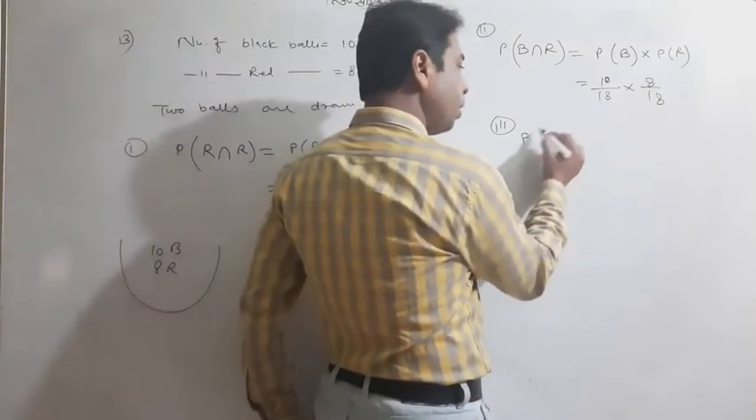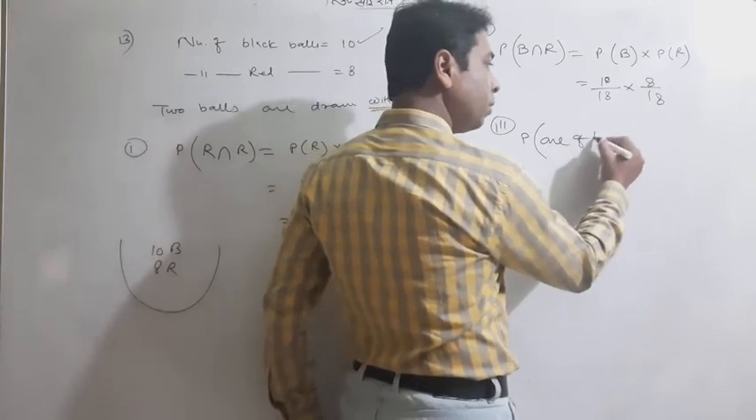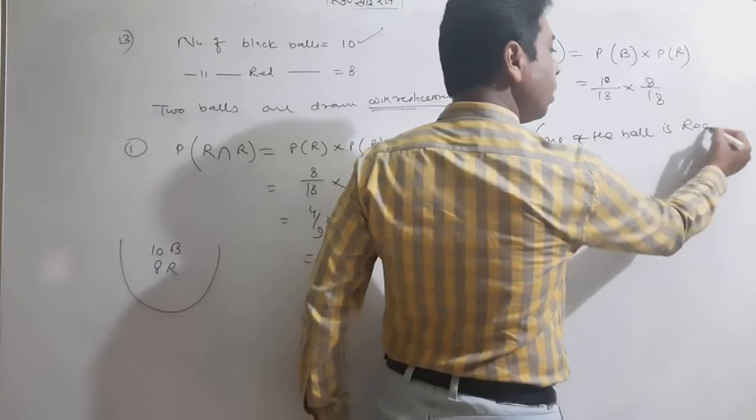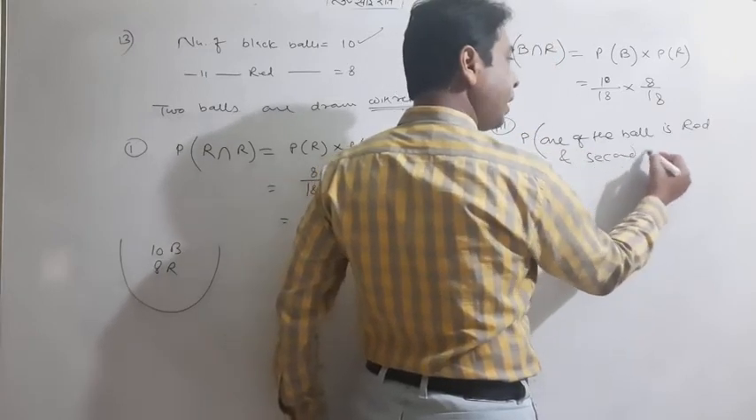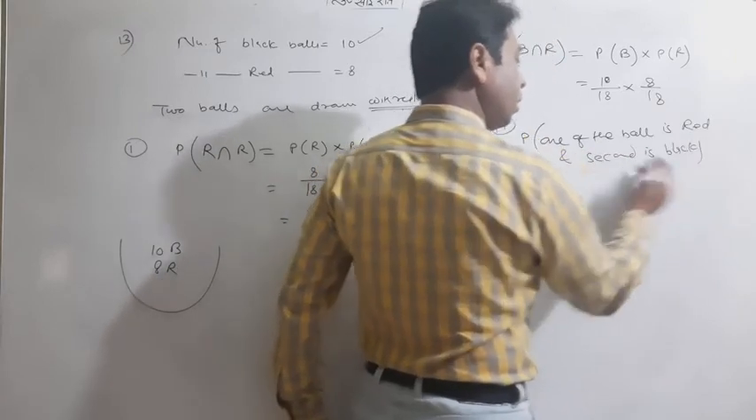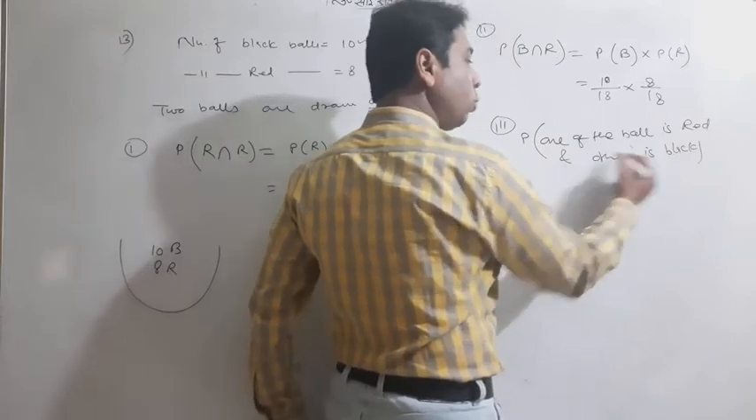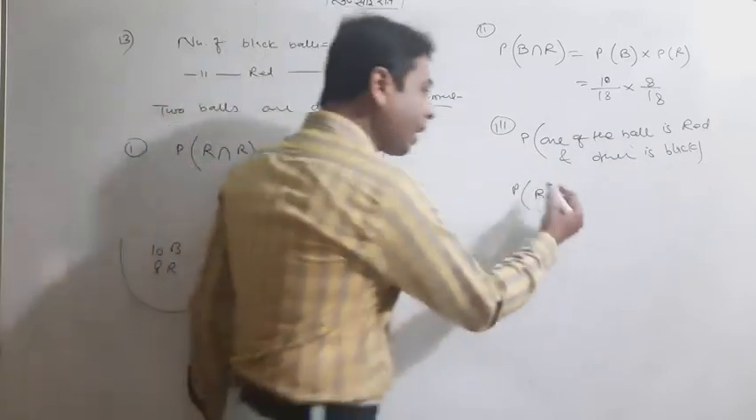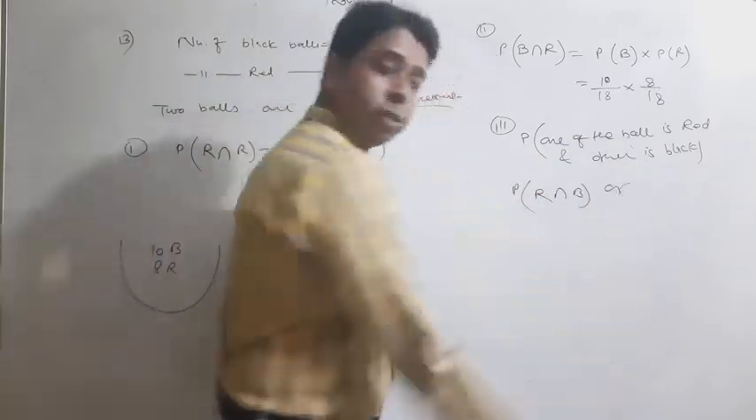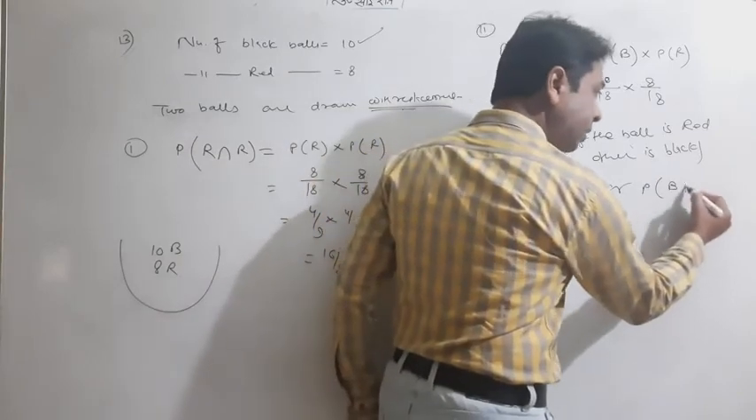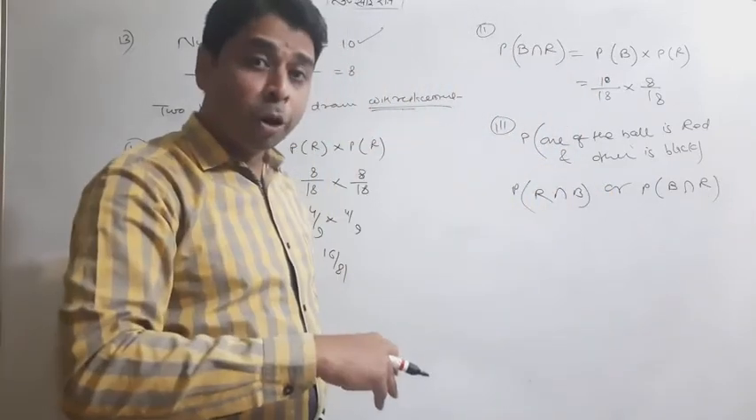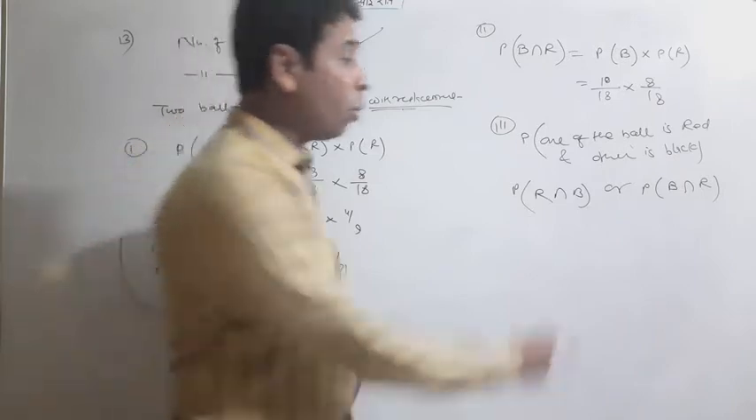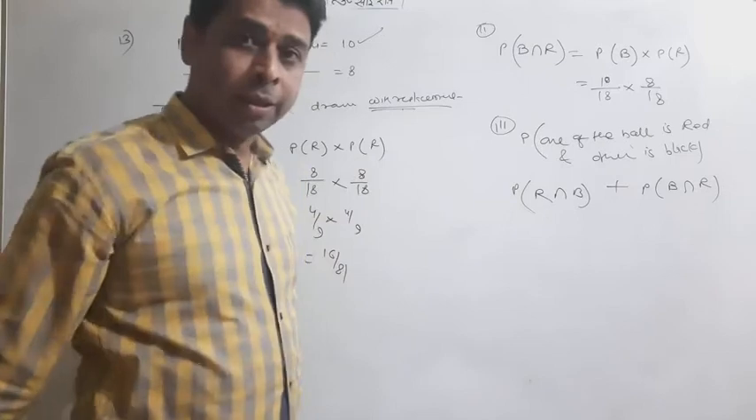Look at the probability that one of the balls is red and the second is black. So what will you conclude? If the first is red, the second is black, or the first is black, the second is red. One of the balls is black and the second is red. So both possibilities can happen, and "or" is always replaced with a plus sign. So what is the meaning of that?